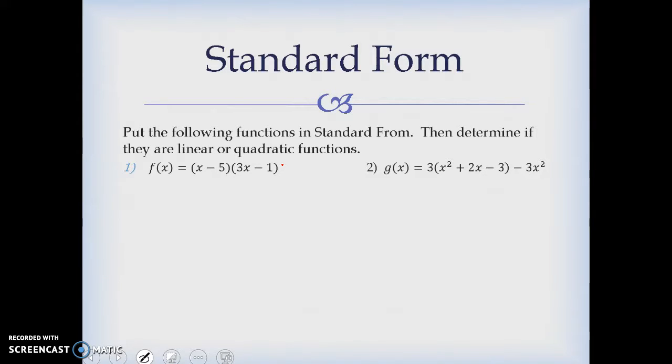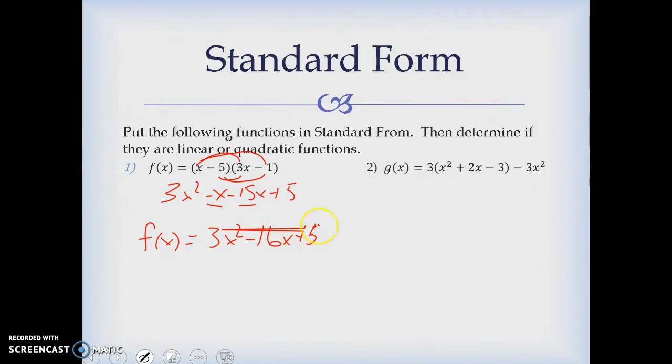But if we put this in standard form, which means we're going to have to FOIL this, we're going to take x times 3x, which is 3x squared, x times negative 1, which is negative x, negative 5 times 3x is negative 15x, and negative 5 times negative 1 is positive 5. If I put all those things together, then my function is going to be 3x squared. Negative x and negative 15x is negative 16x plus 5. That's a plus there. So this would be a quadratic function. So number 1 is a quadratic function, and if I put it in standard form, it would look like this.